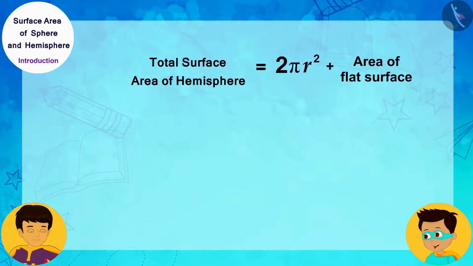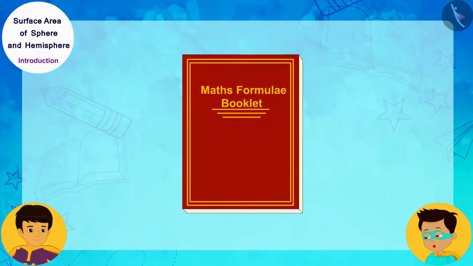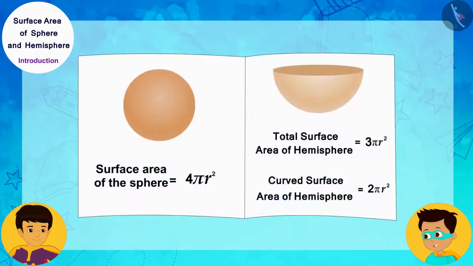And look, if we add the area of the flat surface to the curved surface area of the hemisphere, then we will also know the formula for the total surface area of the hemisphere. In this way, the total surface area of the hemisphere is the product of 3 pi and r square. Let me quickly write these formulae in the formula booklet.